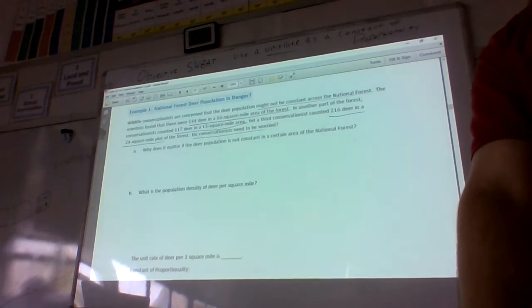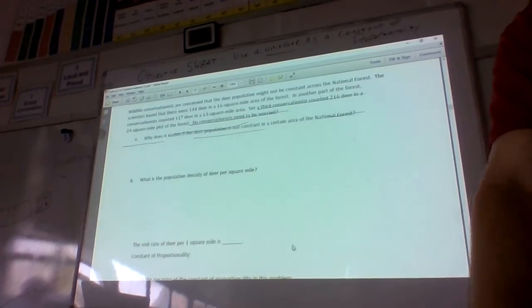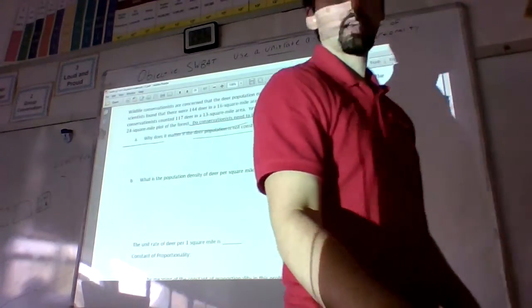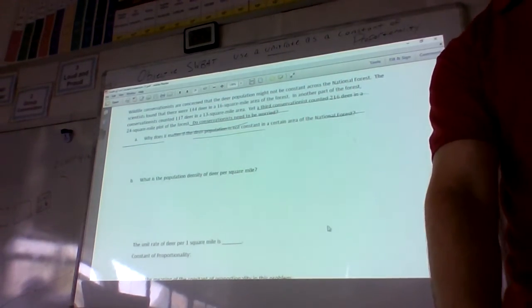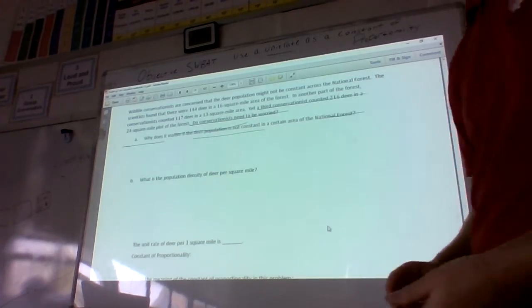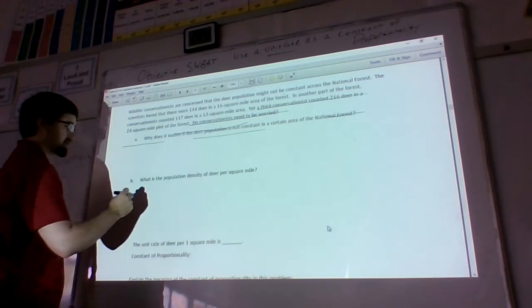Why does it matter? What is the population density of deer per square mile? What this means, what it's asking, is what number of deer do we have per square mile? So let's write down the information from our problem, and I'm going to write that down in a chart.